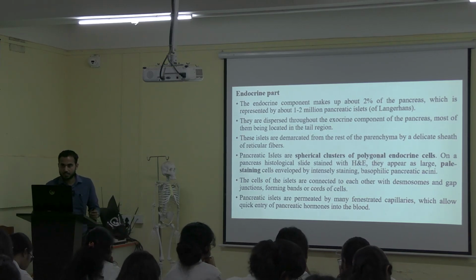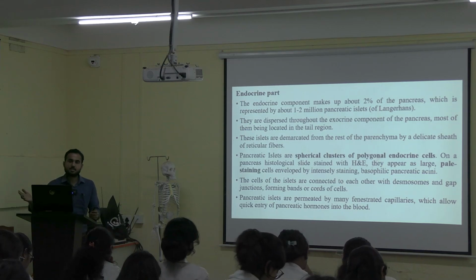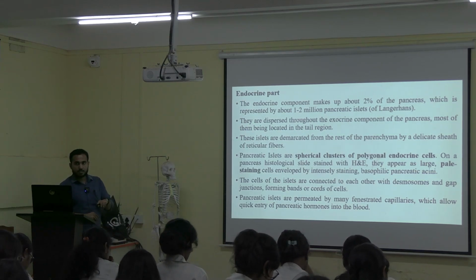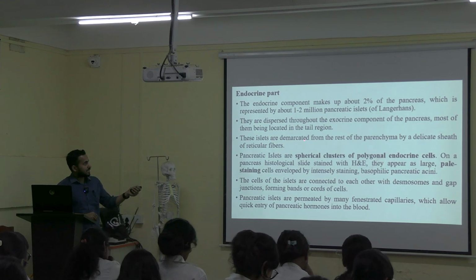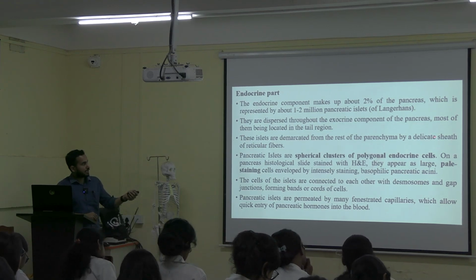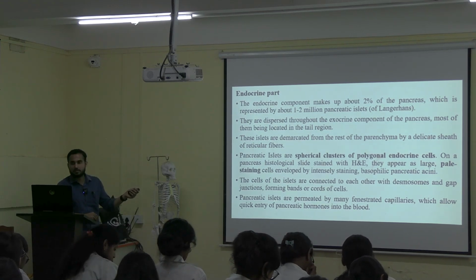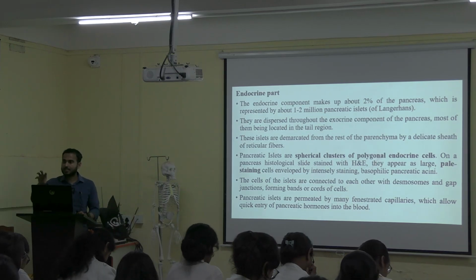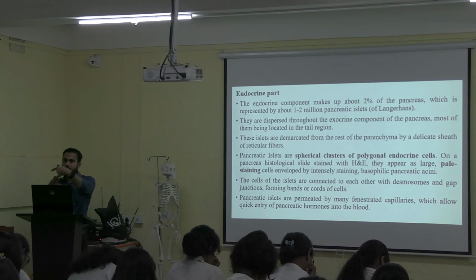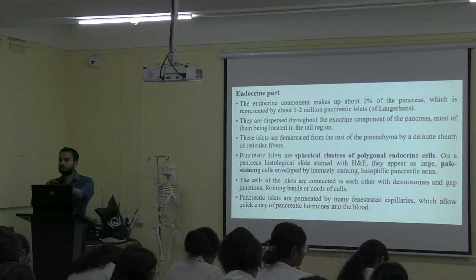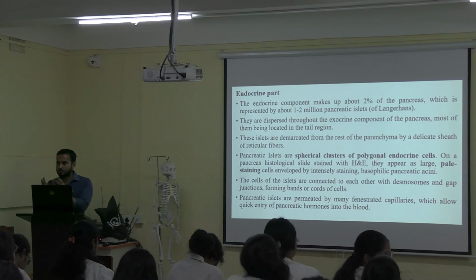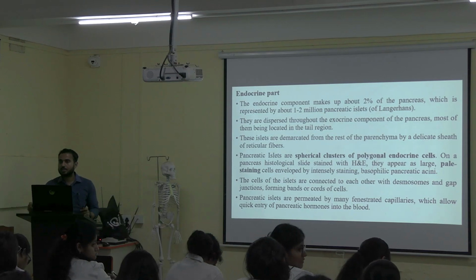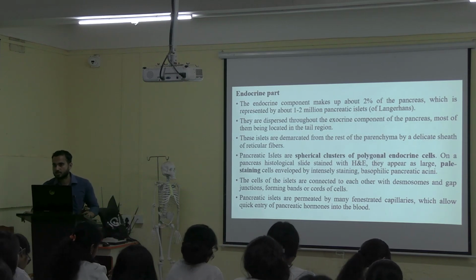Yes, islets are pale staining. And if you see the acinus, they are dark staining. Another important point is that the islets are demarcated from the rest of the parenchyma by a delicate sheath of reticular fibers. So the islets, where cells are present, around them you can see a delicate sheath of reticular fibers. So clusters of cells will be there. Around those clusters of cells, what is present? A delicate sheath of reticular fibers is present.